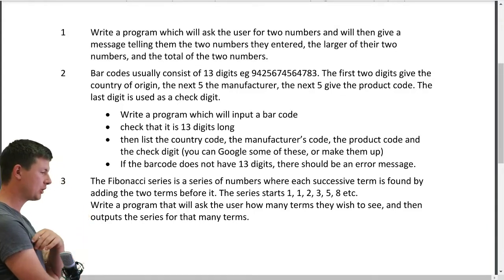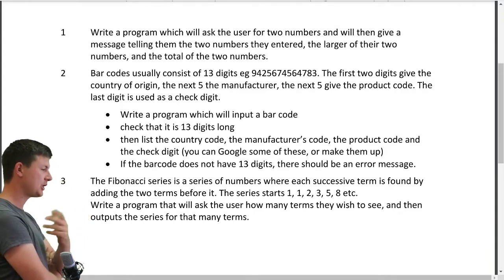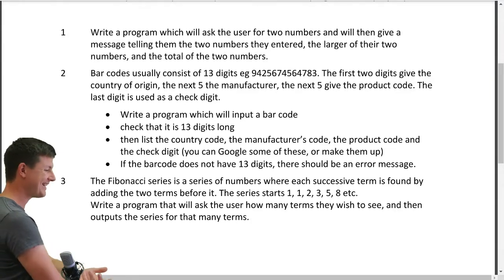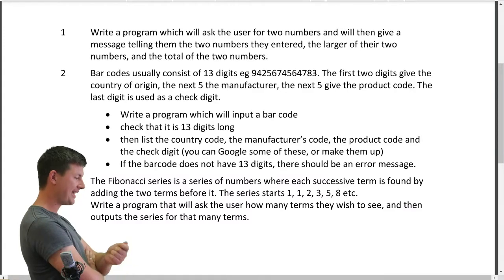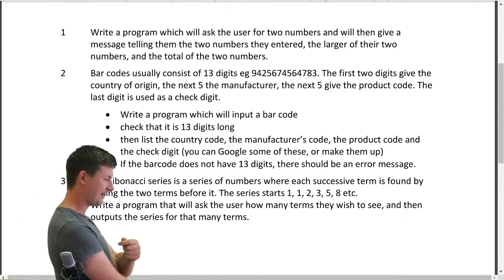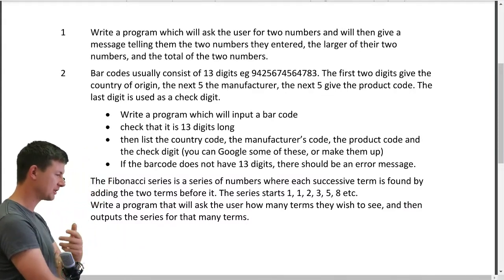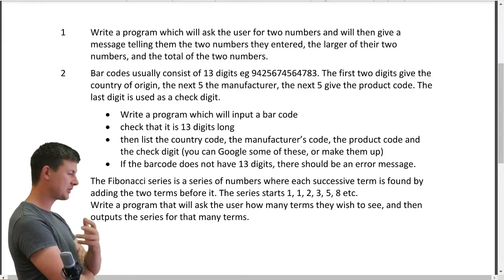Write a program which will input a barcode, check that it is 13 digits long, then list the country code, the manufacturer's code, the product code, and the check digit. You can Google some of these or make them up. If the barcode does not have 13 digits, there should be an error message.